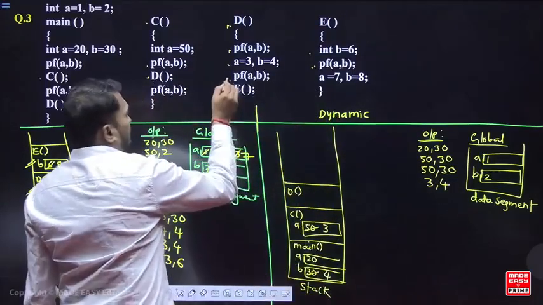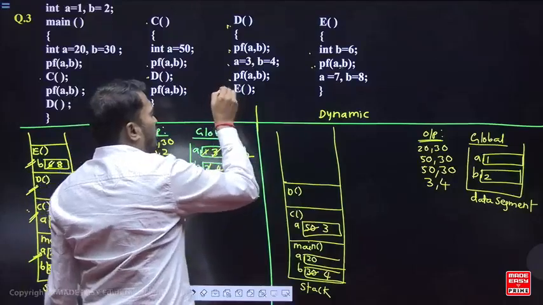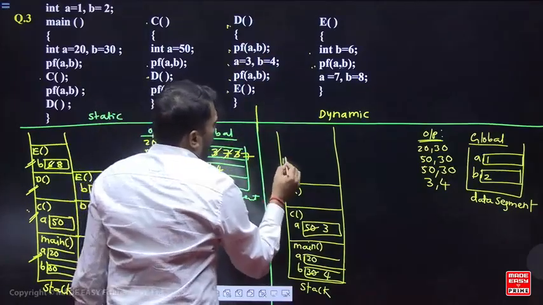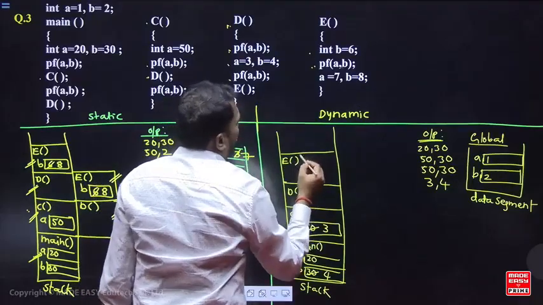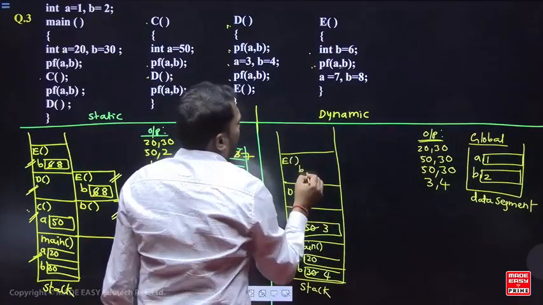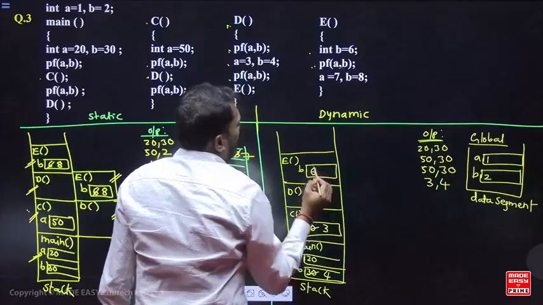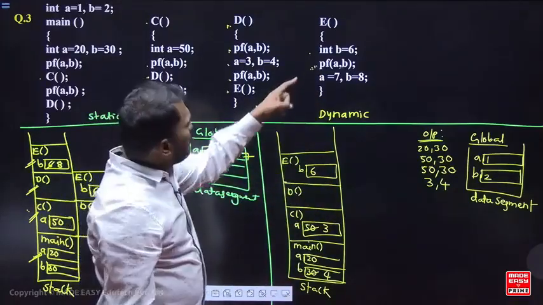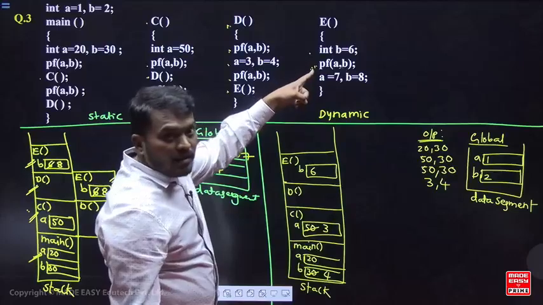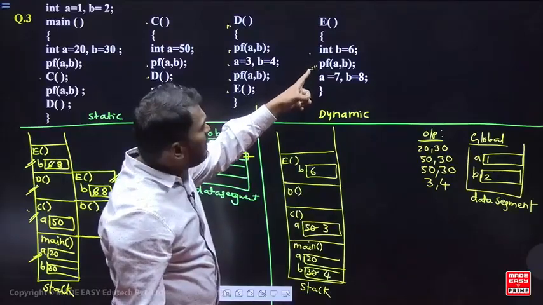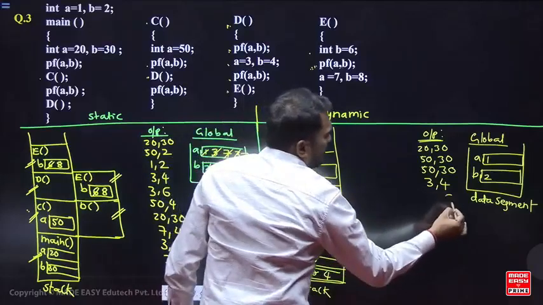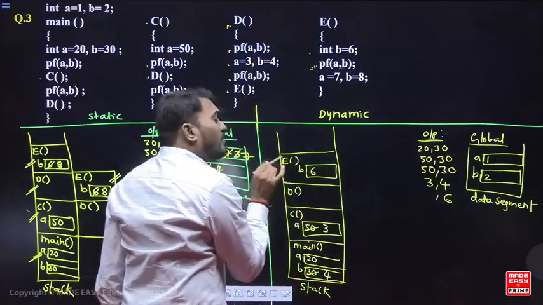Right? So next, after that you call the function E. When you call the function E, E will be pushed into the stack. And integer B equal to 6, that is a local variable, that is 6. And next, when you say printf A comma B in the function E, remember B is a local variable. So you take the B from here, but A is a free variable.